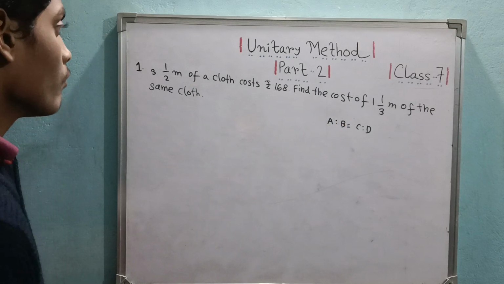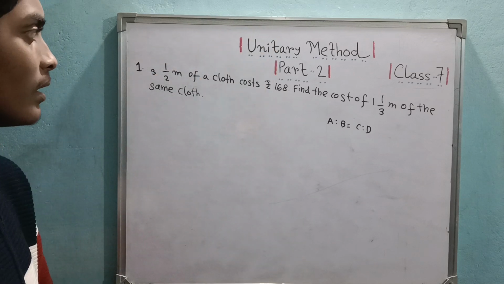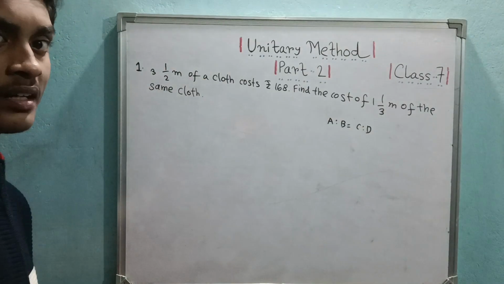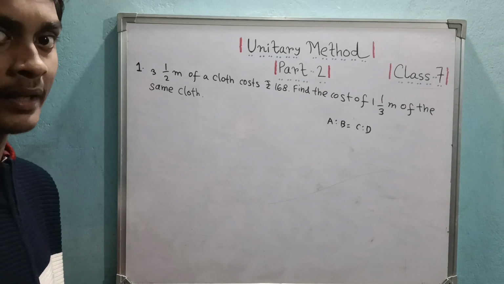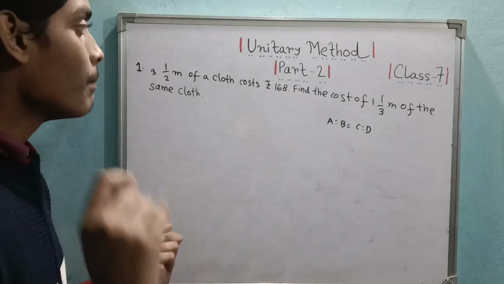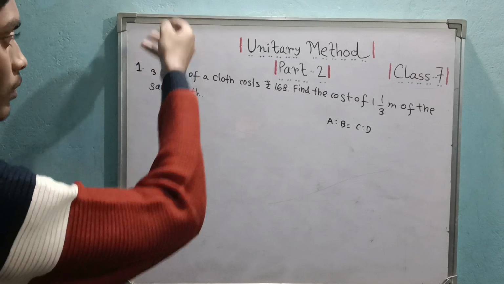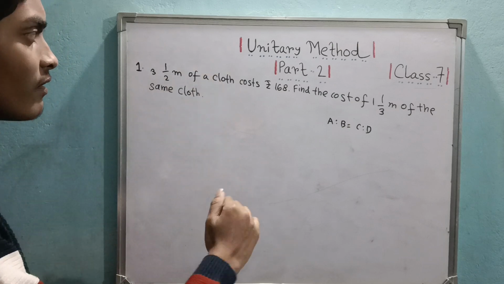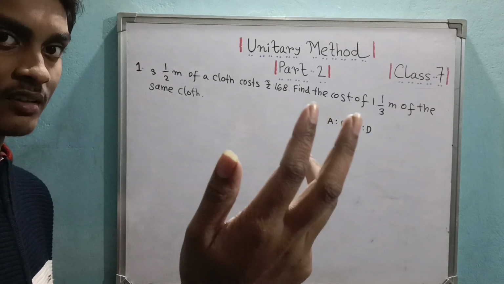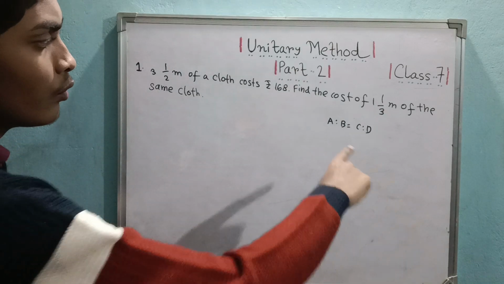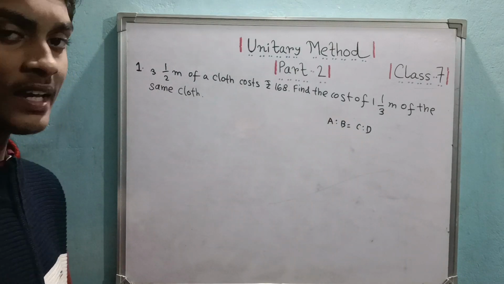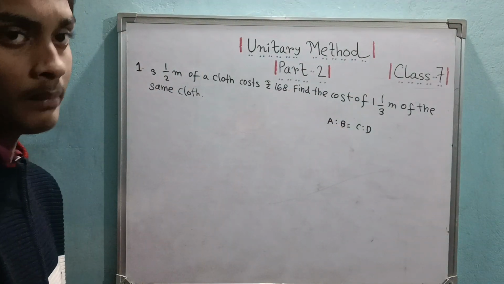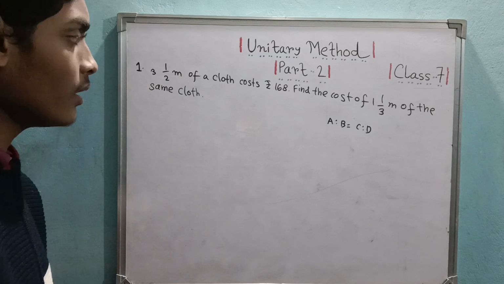But suppose as the item's value increases, the quantity is decreasing, meaning it is happening inversely. Then we can't use proportion. But when the meters of cloth increase, the price increases too. So increase is to increase, and we can use the method of proportion. But if it is increase to decrease or decrease to increase, then the method of proportion can't be used.